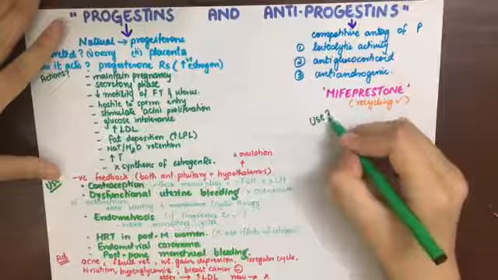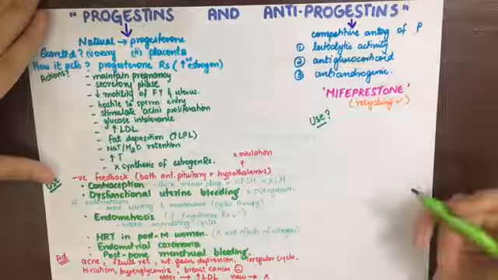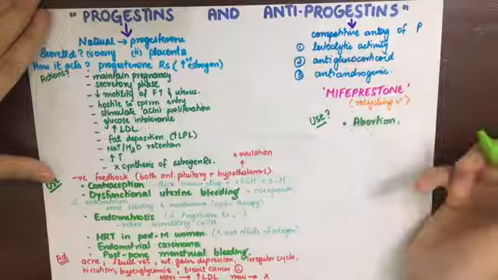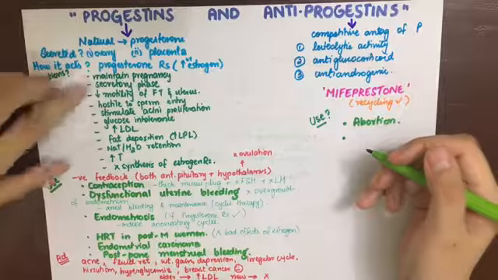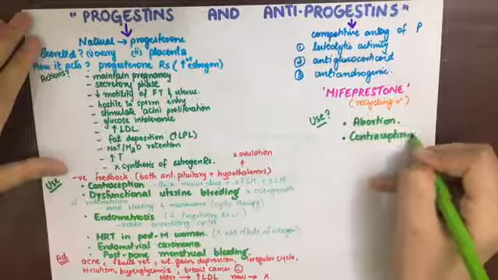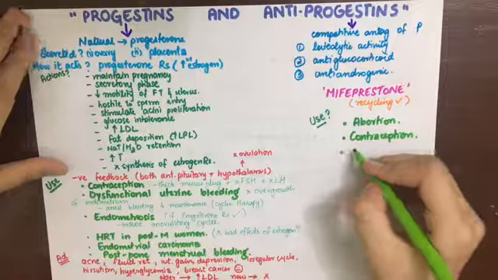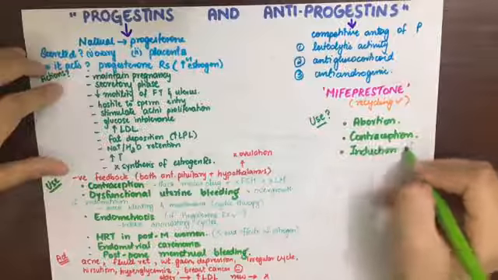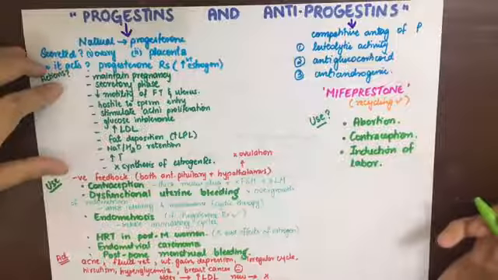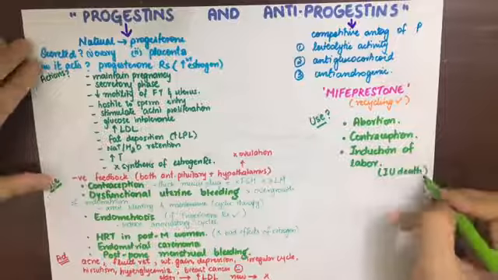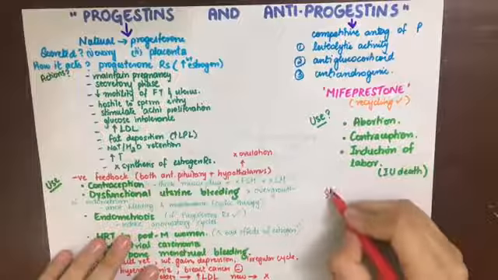For example, it can be used in abortion because we know progesterone is responsible for maintaining the pregnancy. It can also be used in contraception because, as progesterone maintains the secretory layer of the endometrium, it will cause the sloughing and shedding of the layer. And as we've seen previously that progesterone decreases uterine contractility, it will do the opposite and increase the contractility and can be used in induction of labor in cases of intrauterine deaths.